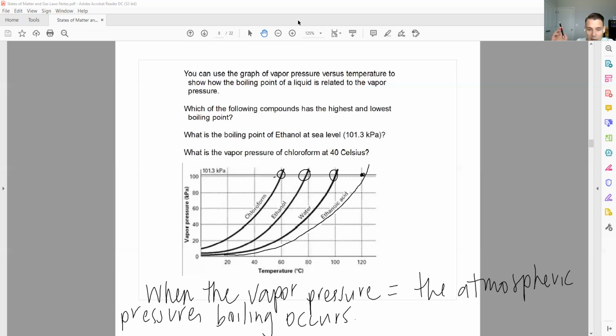What's the boiling point of ethanol at sea level? So we're going to go, okay, here's where they intersect. You go down to the graph, and we can say it's about 78, 79 degrees Celsius. And then finally, what's the vapor pressure of chloroform at 40 degrees Celsius? So you just go up from 40 degrees and over, pretending like you could draw a straight line, and it would be about 50 kilopascals. So really all we need to be able to do is look at these vapor pressure graphs and pull information from them like these questions. It's very simple. The key is when the vapor pressure equals the atmospheric pressure, boiling occurs.